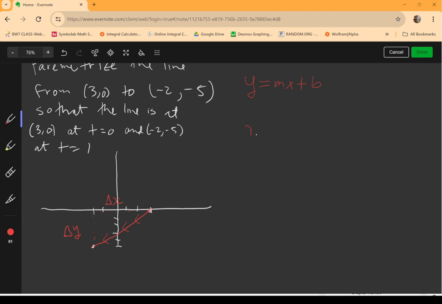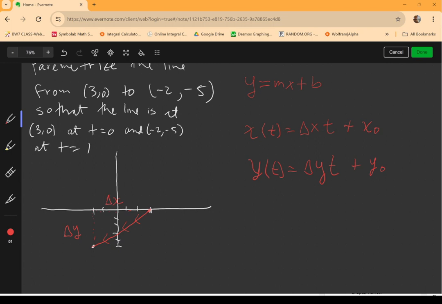So x of t, since that only focuses on the horizontal change, the way I'm going to parametrize any line is I'm going to use delta x times t, plus my initial point, where it starts. And then y of t will encapsulate the change in y, delta y, times t, because that's what's varying as t progresses, and then the initial point y0.